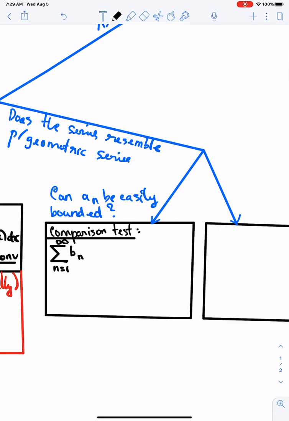Now, for the upper bound comparison, if we compare it to a series b sub n, and we know a sub n is less than this thing, then if b sub n is convergent, it forces a sub n to be convergent as well.